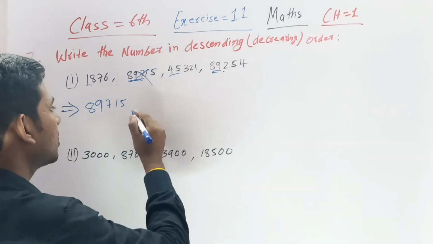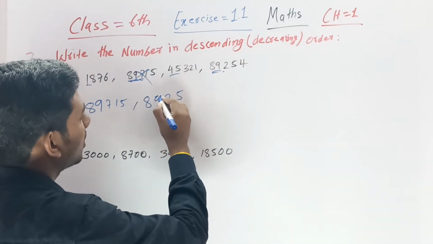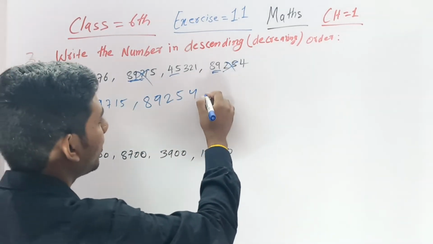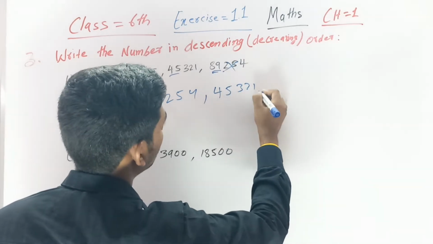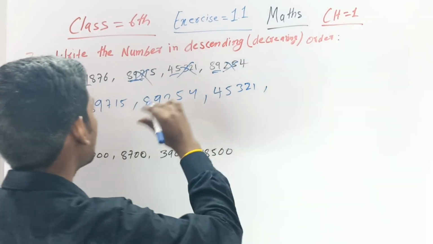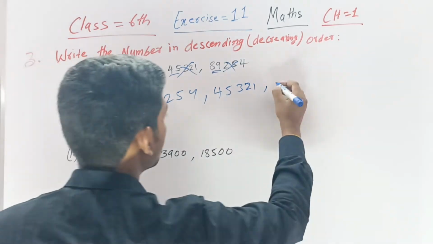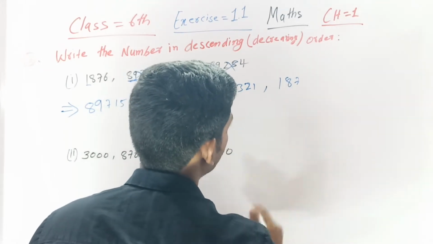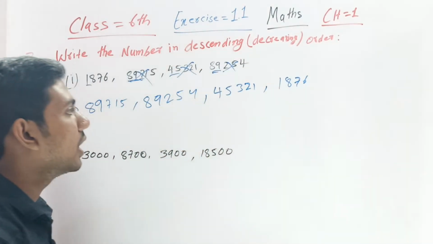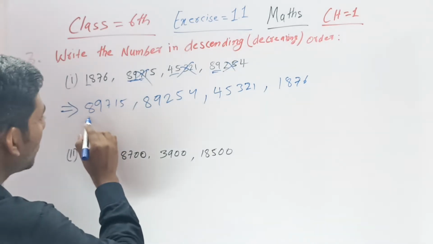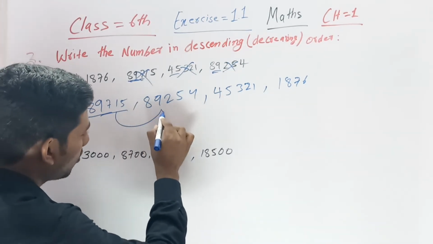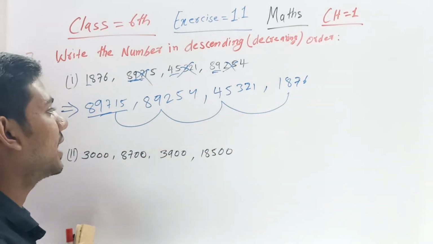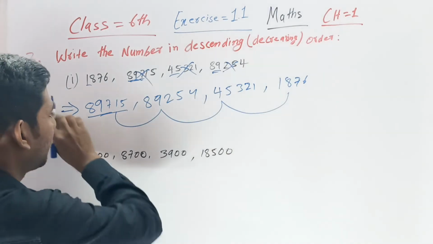After that, in this there is 1,000, 45,000, and 89,000. Which is greater? 89,000. Right, 89,254. Then cut it. Then 1,000, 45,000. Which is greater? 45,000 is greater. 45,321. Cut that. After that, which is left? Only 1,000. Write 1,876. So if you see here, it's going big to small. It's known as descending. Ascending means small to big. That's clear for you.